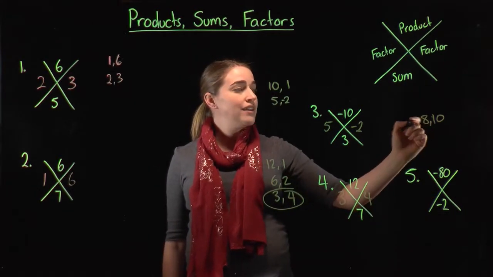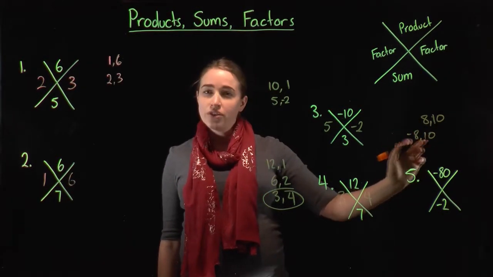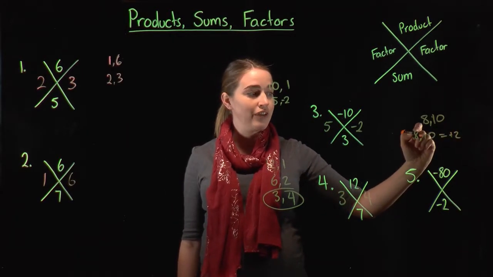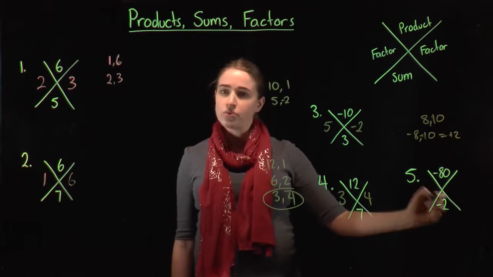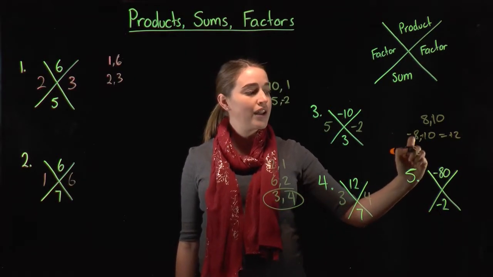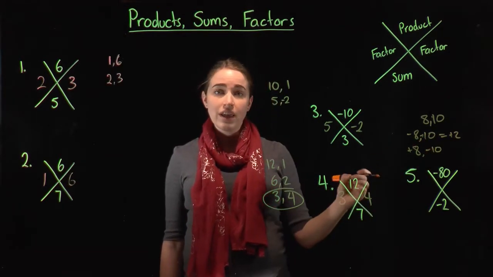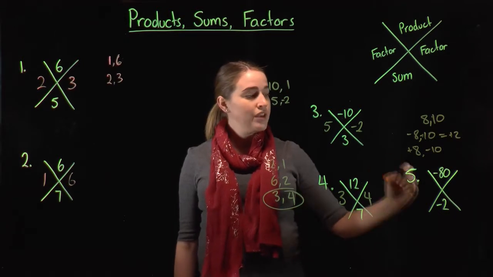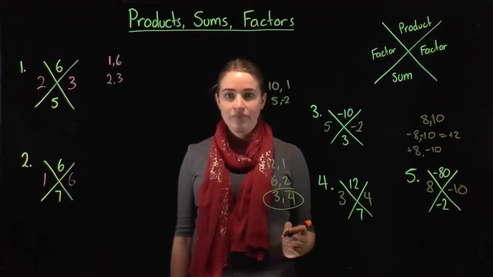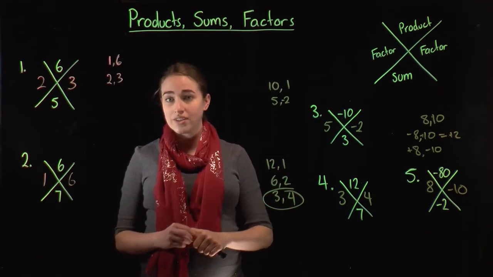So if I had a -8 and a +10, if I added those two together, that would give me a +2. And that's not what we want because we want a negative. So that means we need to try it the other way around. So if I had a +8 and a -10 instead, when I add those two together, I will get my -2. So my factors in this case are going to be 8 and -10. So that's having a look at figuring out factors that'll give us particular products and sums.